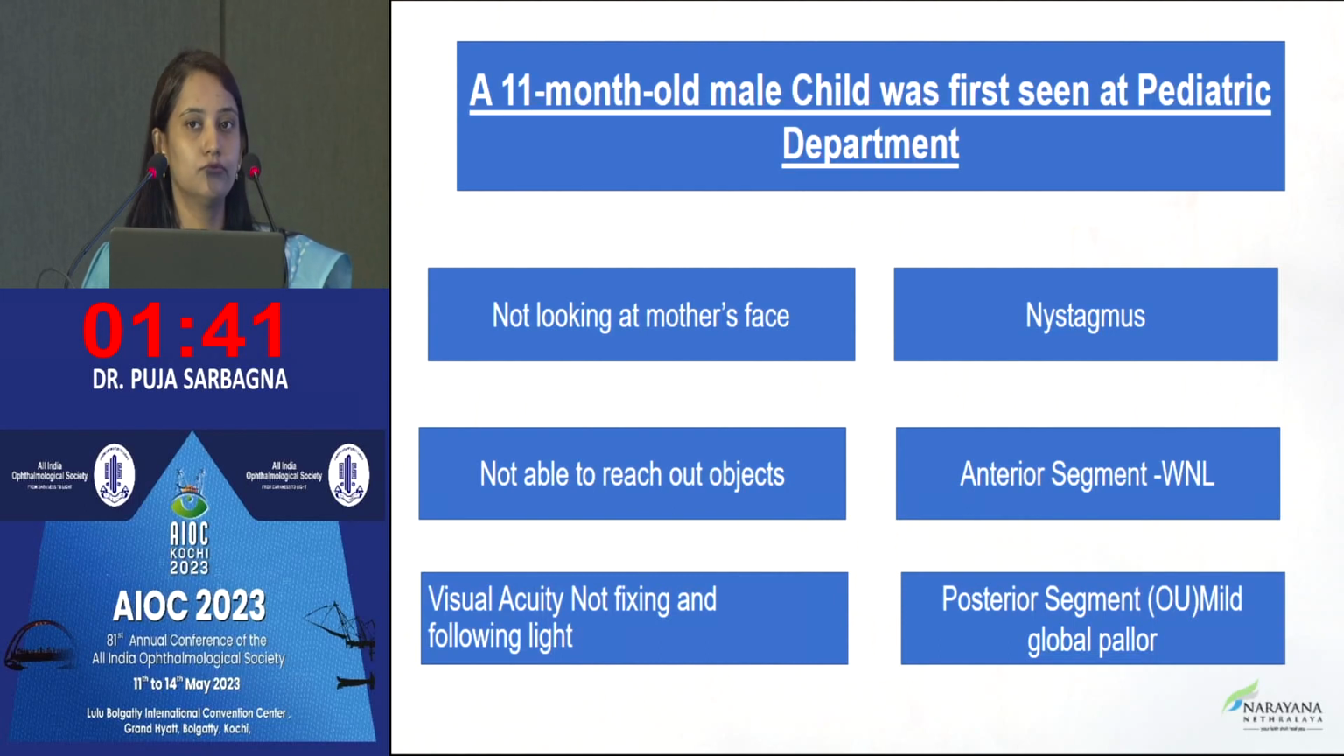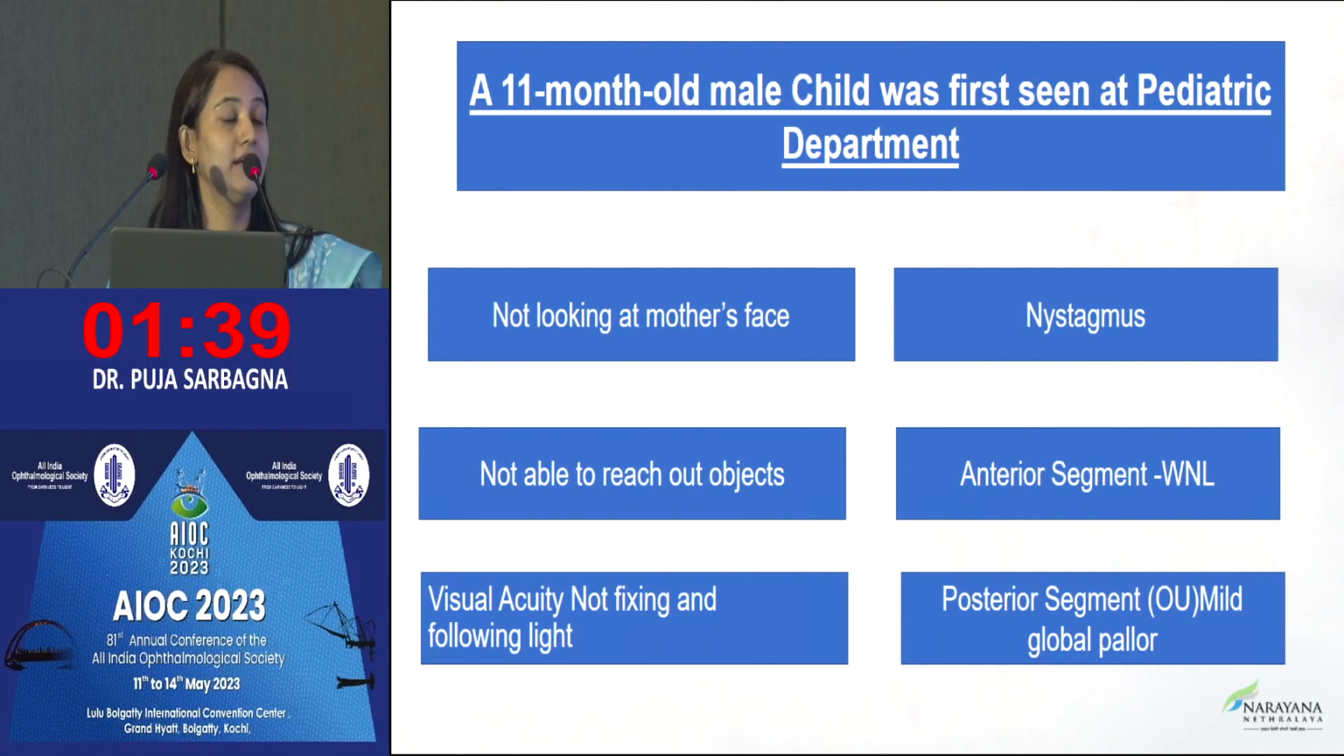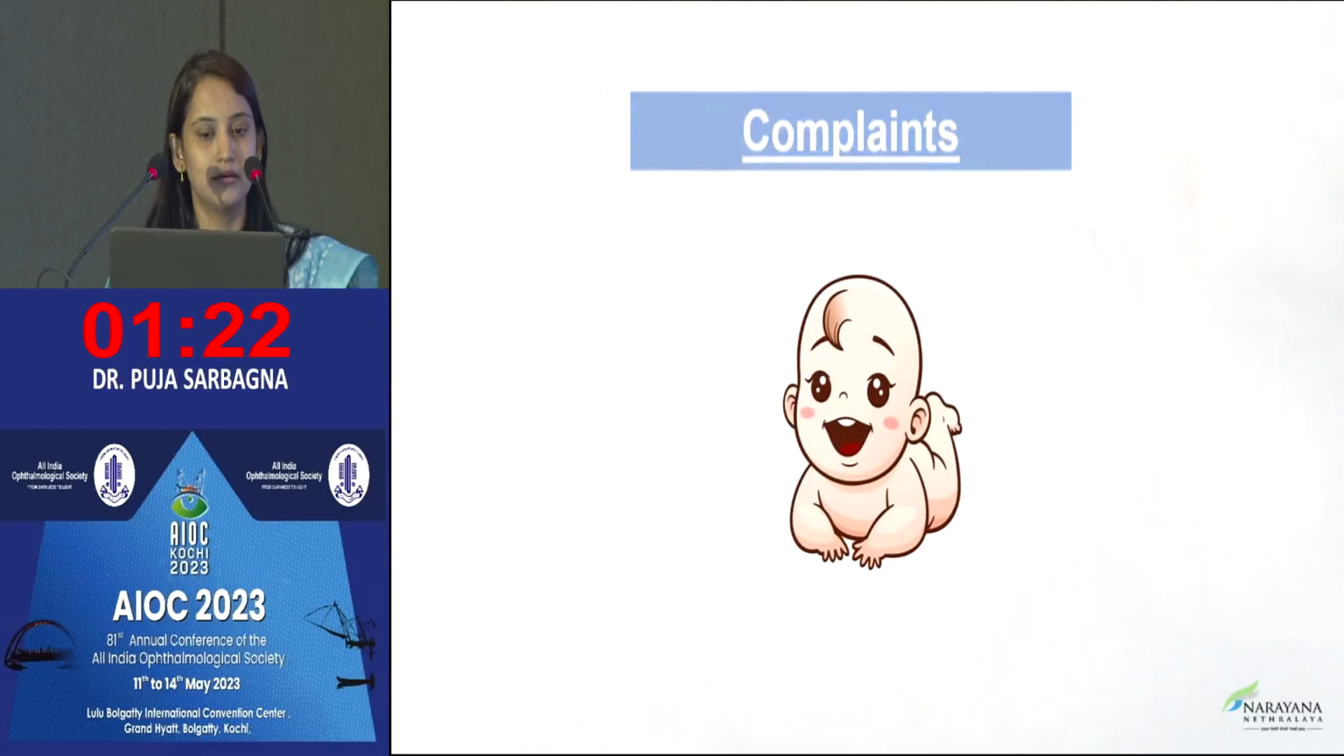Now I will go through a case, because every day we see this kind of case. This is an 11-month-old male child, first seen in the pediatric department. The complaints we get every day: not looking at the mother's face, not able to reach for objects, not fixing and following light. There is nystagmus, the anterior segment is within normal limits, and the posterior segment shows mild global pallor.